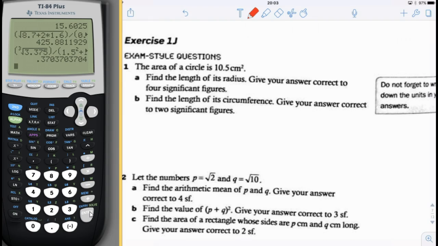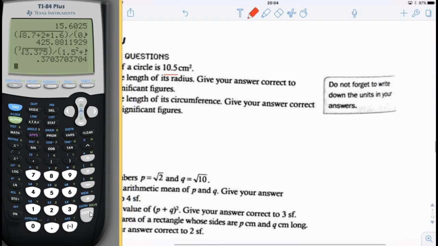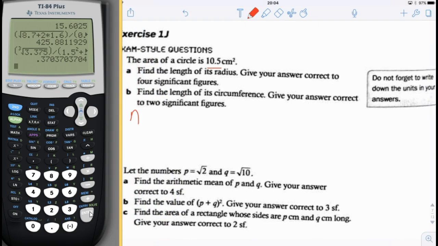1J1. The area of a circle is 10.5 centimeters squared. Find the length of its radius. Give your answer correct to four significant figures. Okay, so remember that the formula for the area of a circle is area equals pi r squared.